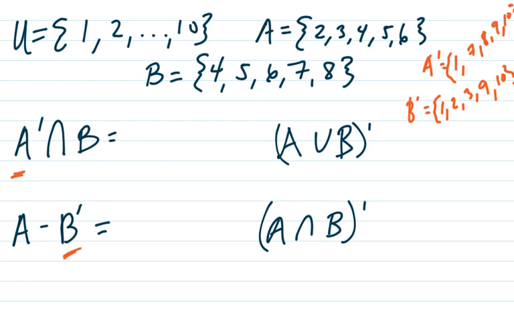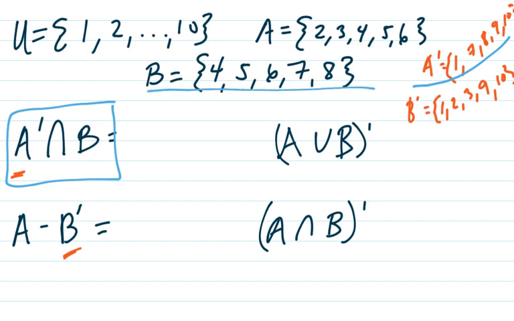So for this first example, which I'm going to outline in blue, we're looking at the complement of A intersected with the set B. So what's in both A complement and B? If I look at A complement, that's 1, 7, 8, 9, 10, and B contains 4, 5, 6, 7, and 8. So I'm looking for the things that are in both. So B and A complement both have the values 7 and 8. So we can only count the elements that are in both A complement and set B. So that is 7 and 8.